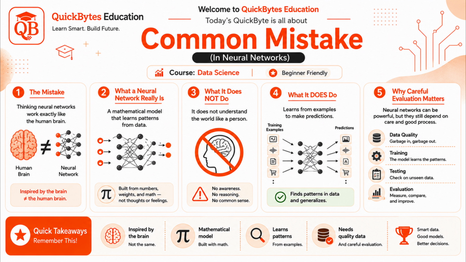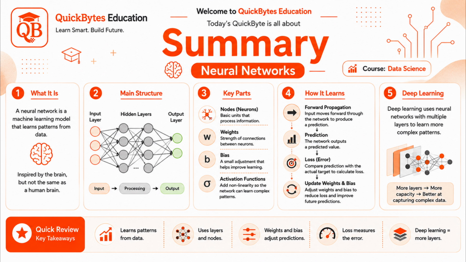Here's what you just learned. A neural network is a machine learning model that learns patterns from data. It is inspired by the brain, but it is not the same as a human brain. A neural network usually has an input layer, hidden layers, and an output layer. Nodes, or neurons, process information inside the layers.